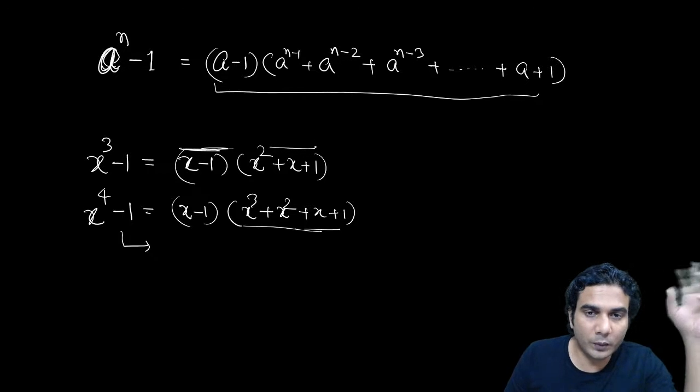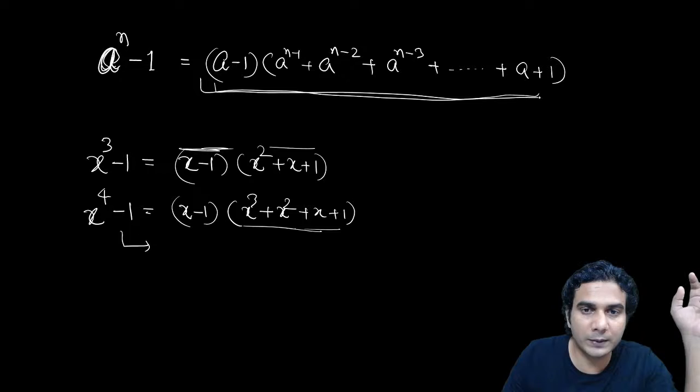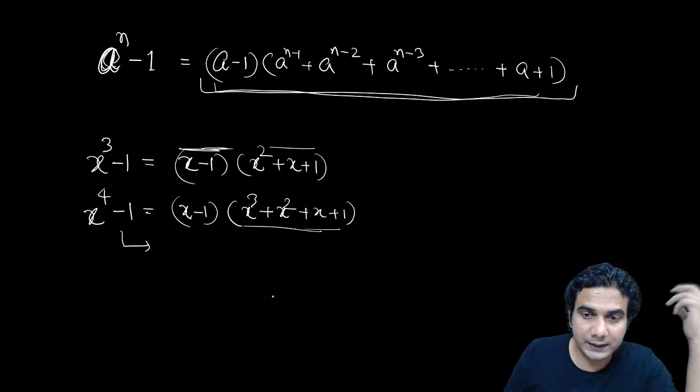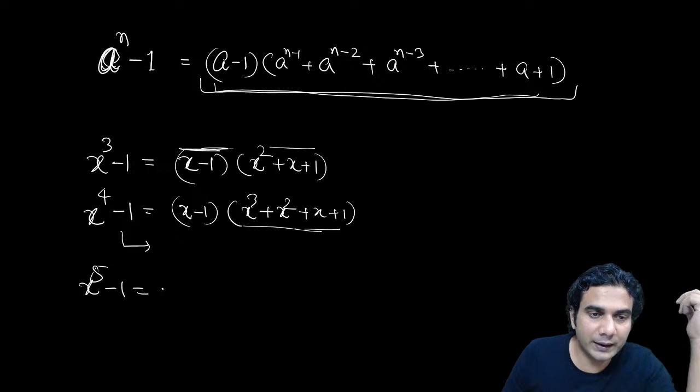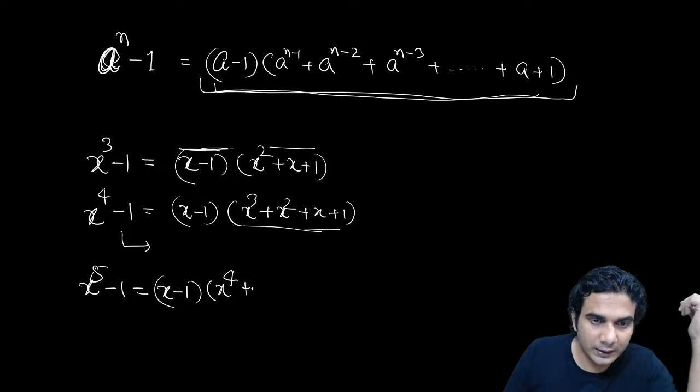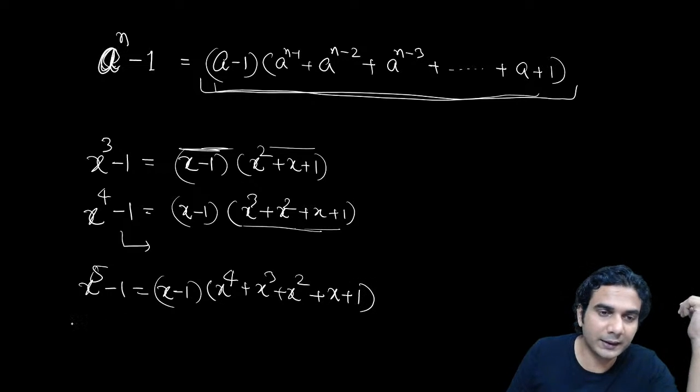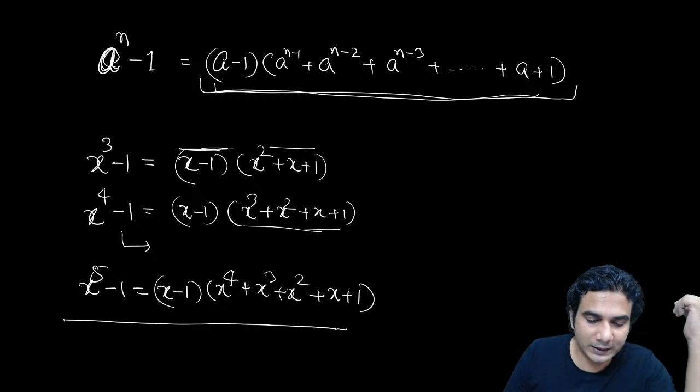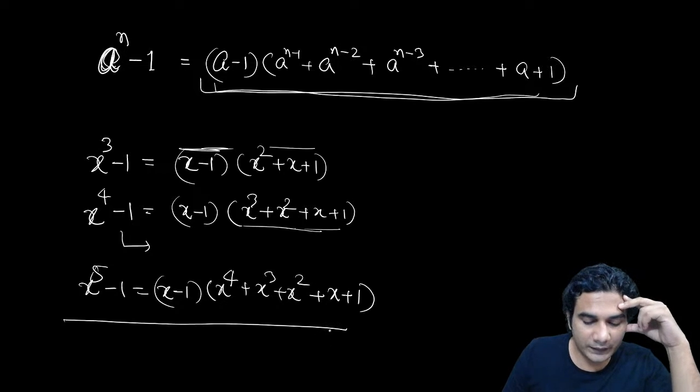But for even and odd both, you can use this formula. You can use this formula whether n is even or n is odd. Similarly, if you have x raised to 5 minus 1, you can write x minus 1, and the remaining will be x raised to 4 plus x cube plus x square plus x plus 1. All right guys, I hope it is clear to everyone. So in this way we can factorize it.